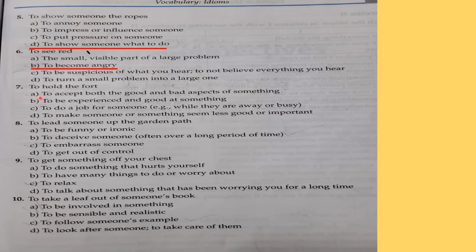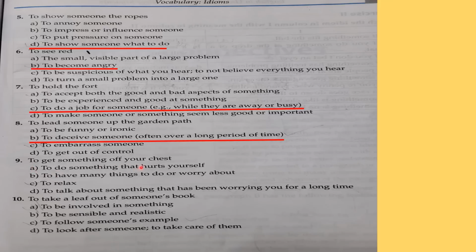And the seventh one, to hold the fort, means to do a job for someone, for example, while they are away or busy. When the job is delegated by someone, we can use he is holding the fort for him. Eighth one, to lead someone up the garden path, which means to deceive someone, often over a long period of time. That is nothing but cheating.